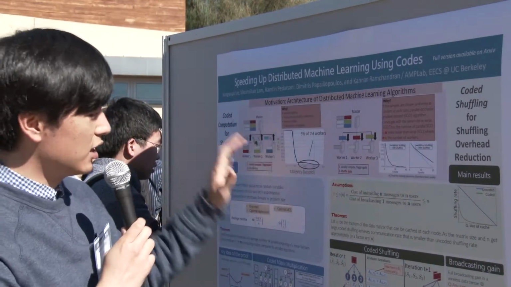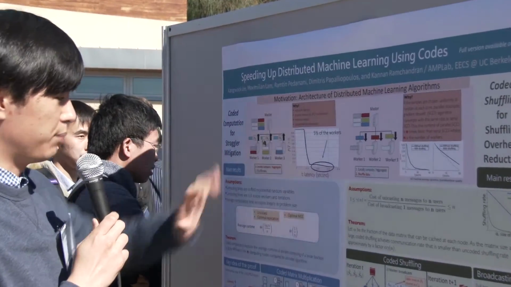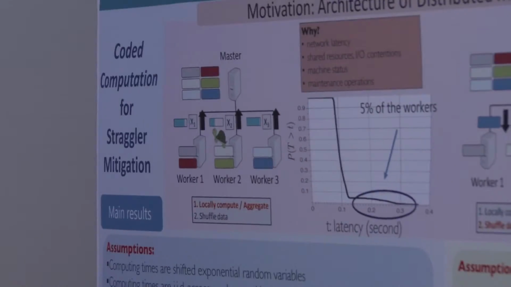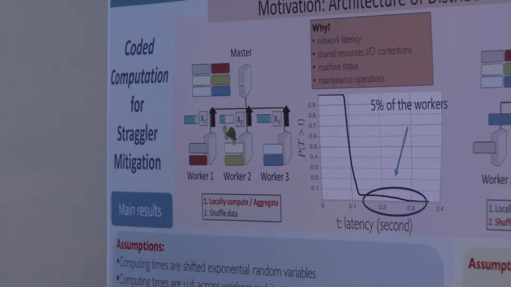So we have two parts. Let me first go over the first part of the poster. The title of the first part is Coded Computation for Straggler Mitigation.